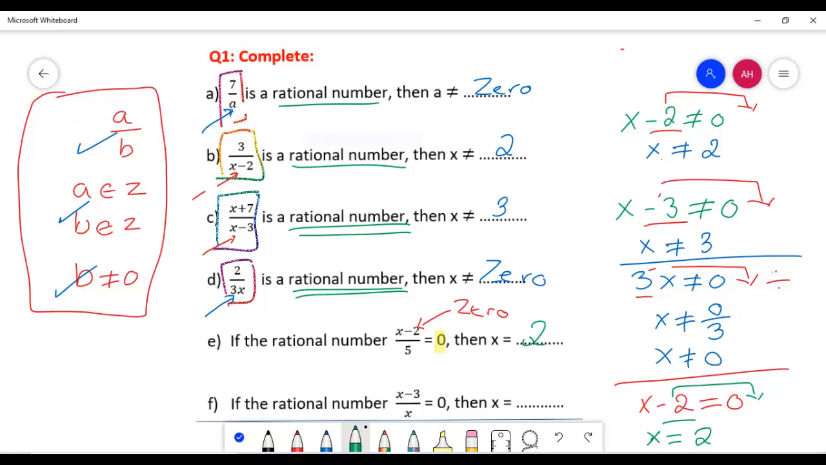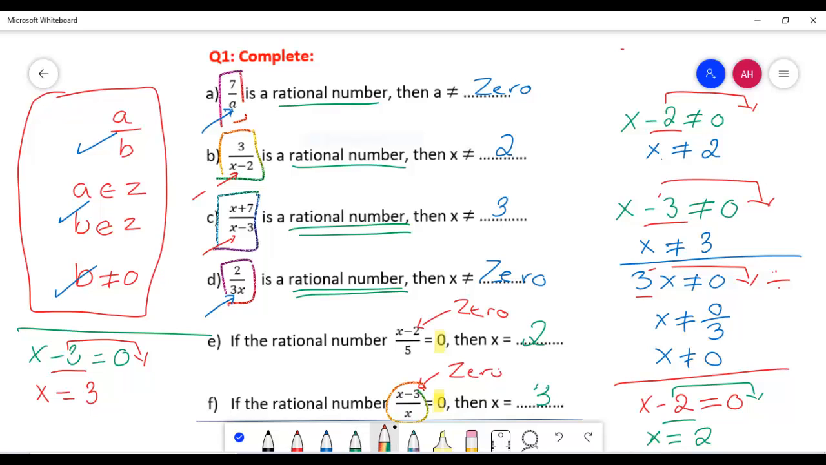The rational number x minus 3 over x equals 0. To have a rational number equals 0, this means that my numerator is equal to 0. So I want to say here that x minus 3 is equal to 0. I am going to move the minus 3 to the other side. So x is equal to 3. So in order to have this fraction as a rational number equal to 0, x should be equal to 3.